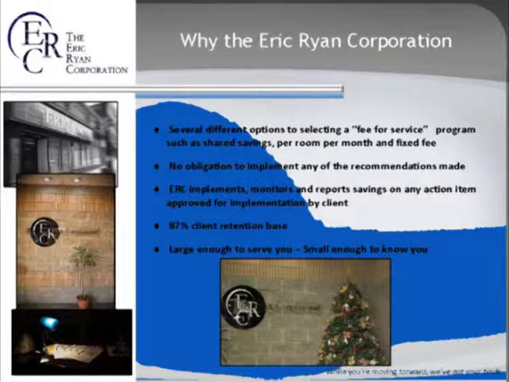One of the things we're very proud of is the fact that we have been able to retain 87% of the clients that we've actually done work for. They still continue to find value in what we do and still continue to have a working relationship with us. And of course, we're one of the largest auditing firms in the country, so we're large enough to serve you, yet small enough to know you.